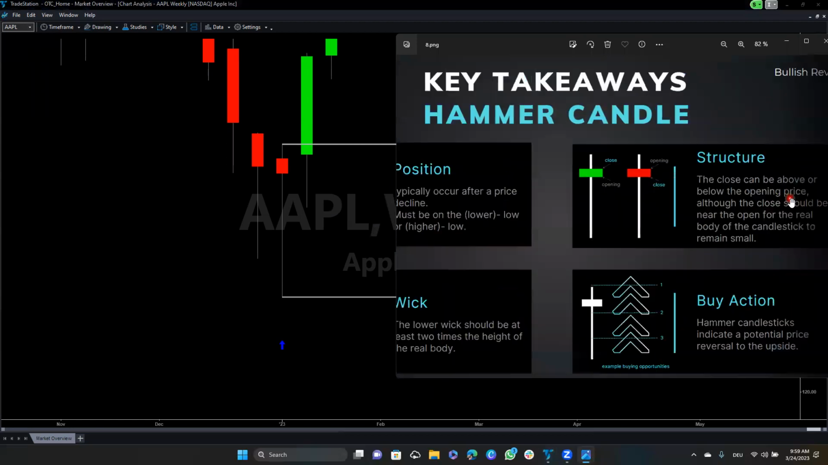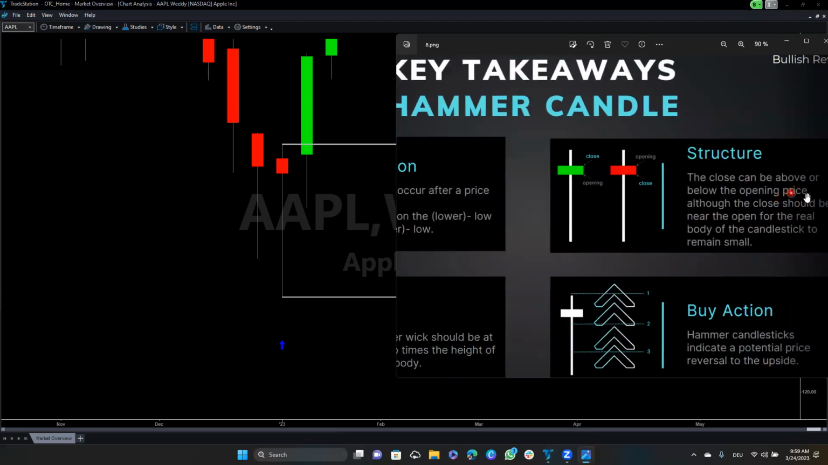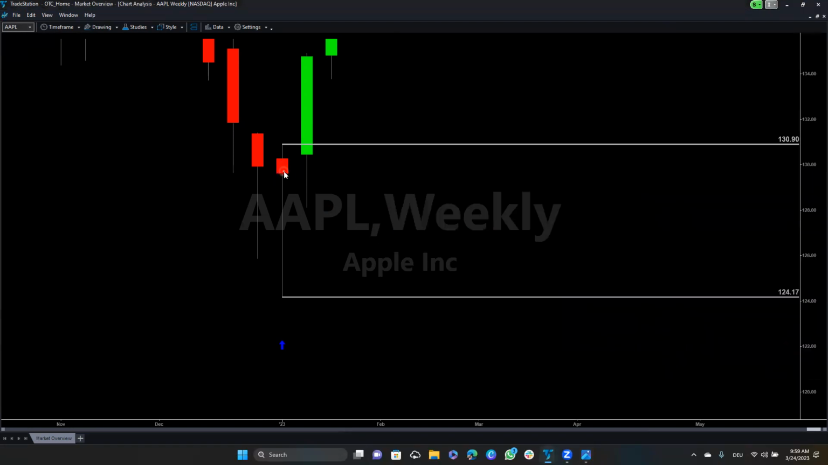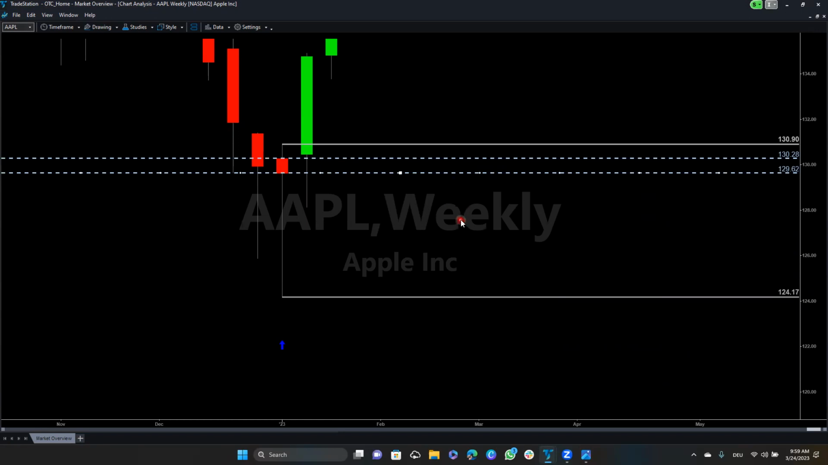Next one is the structure. Right, the close can be above or below the opening price. Also, the close should be near the open for the real body of the candlestick to remain small. Look, it is a clear hammer candle, right? The body is above, it's red, it's very small. This is the opening, and this one is the close. Very easy. They're very close to each other. A nice small body, and it's also close to the top, which means it looks like a real hammer.